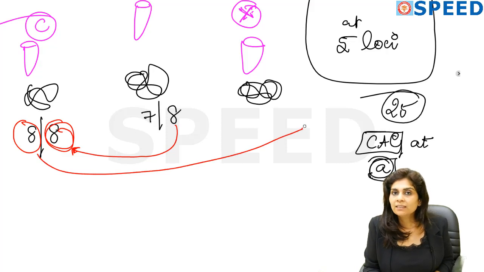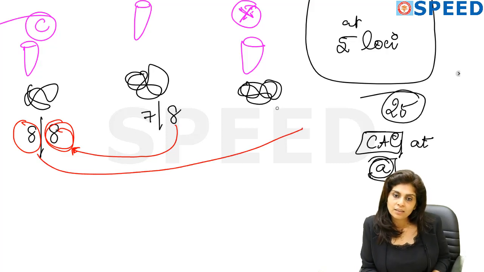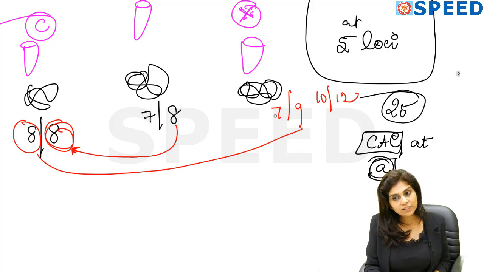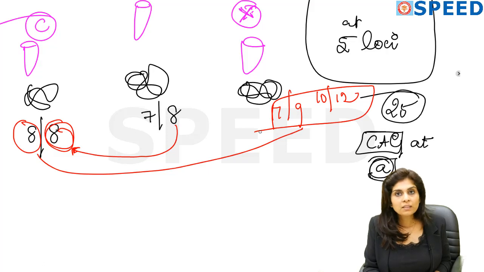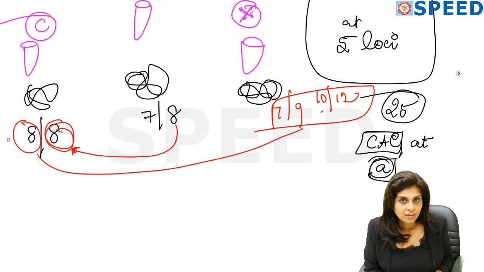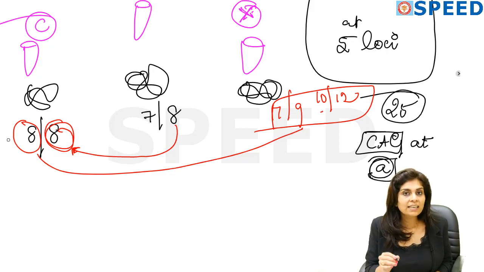Suppose paternal DNA shows 7 bar 9 repeats, or it shows 10 bar 12 repeats. What will be a conclusion? This person cannot be the biological father of this child because his repeat number does not match with what is expected based on the child's DNA repeat. So this is how satellite DNA is being used for person identification.